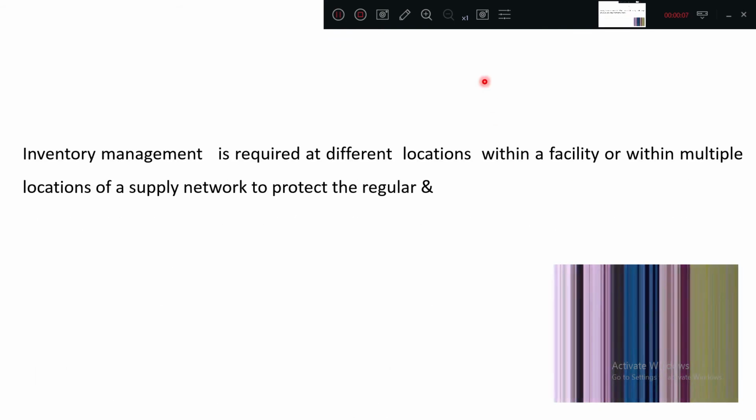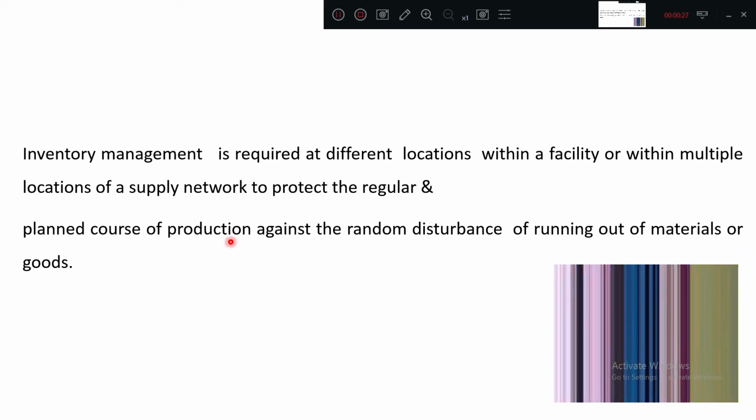Okay, inventory management is required at different locations. It is required not only in a single location, but at different locations within a facility or within multiple locations of a supply network, to protect the regular and planned course of production. Okay, so generally inventory management is not located at a single place.